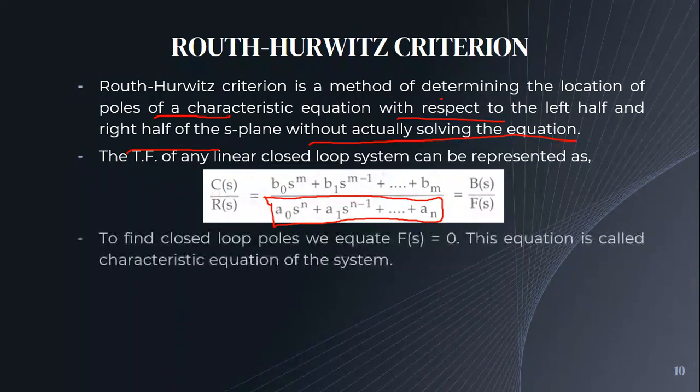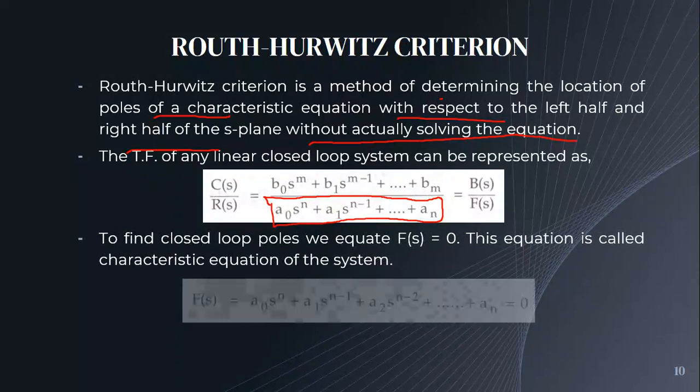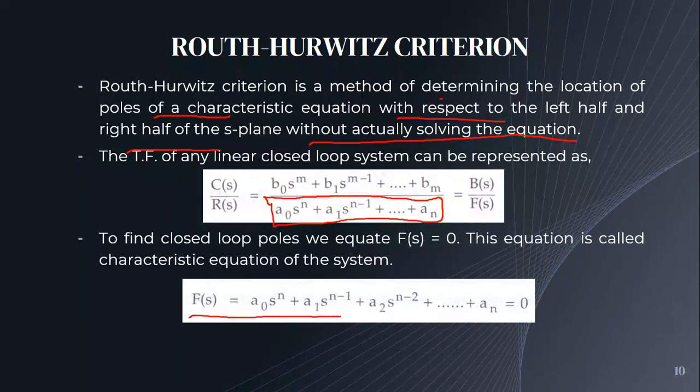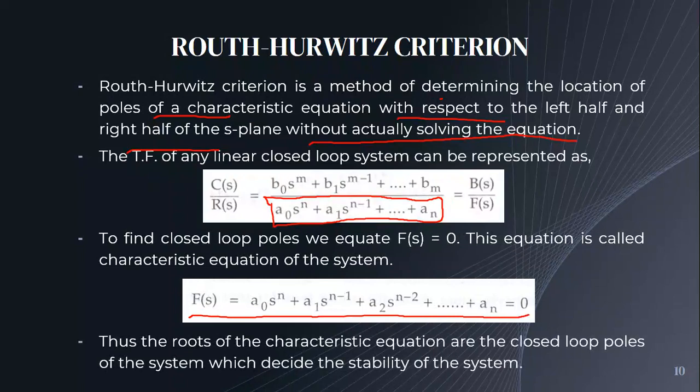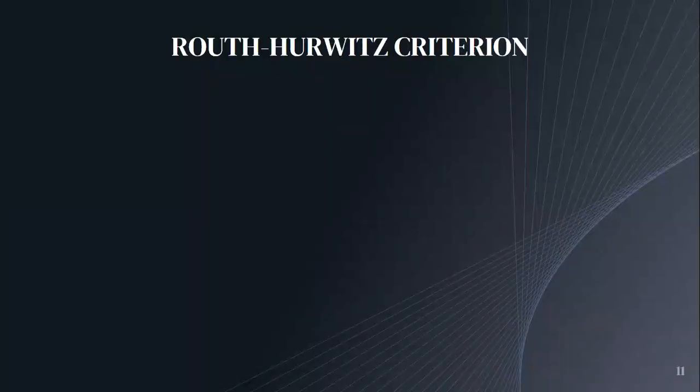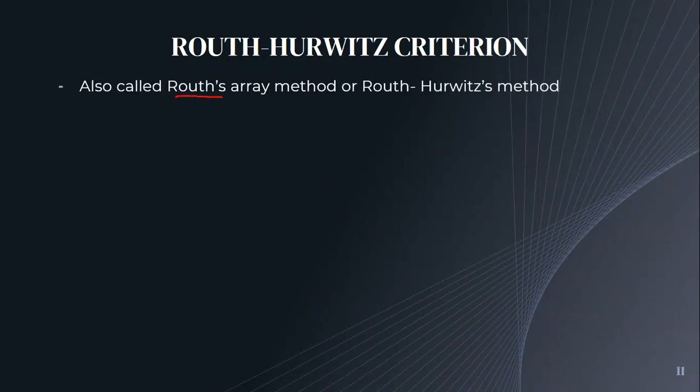So if I use this characteristic equation like this, I can find out the location of poles using Routh-Hurwitz criteria, right. This method is also known as Routh's array method or Routh-Hurwitz method, right.